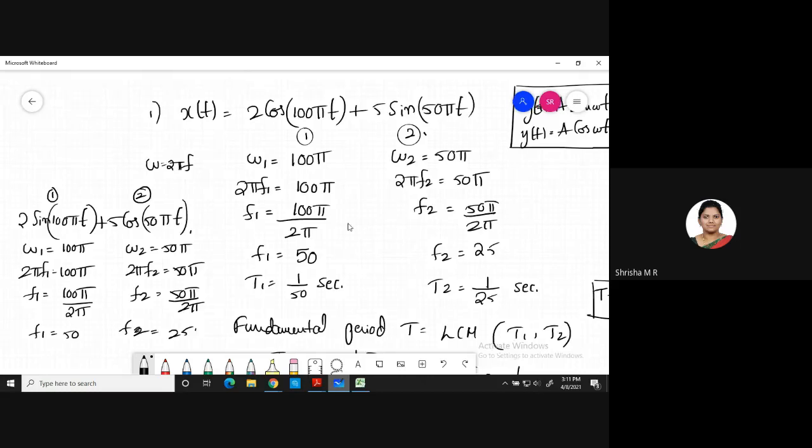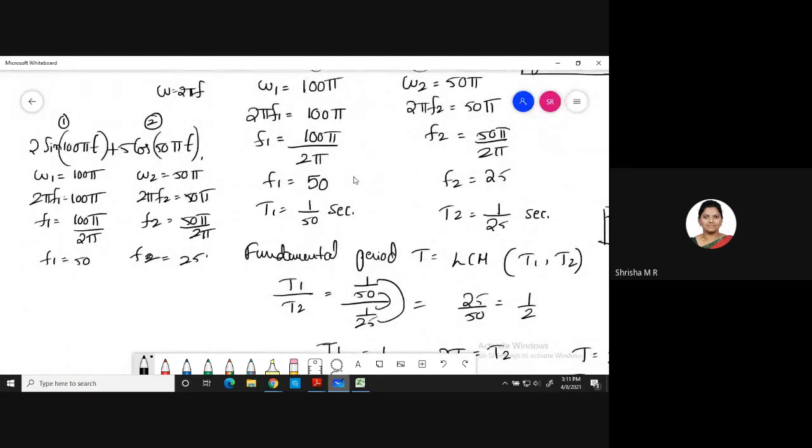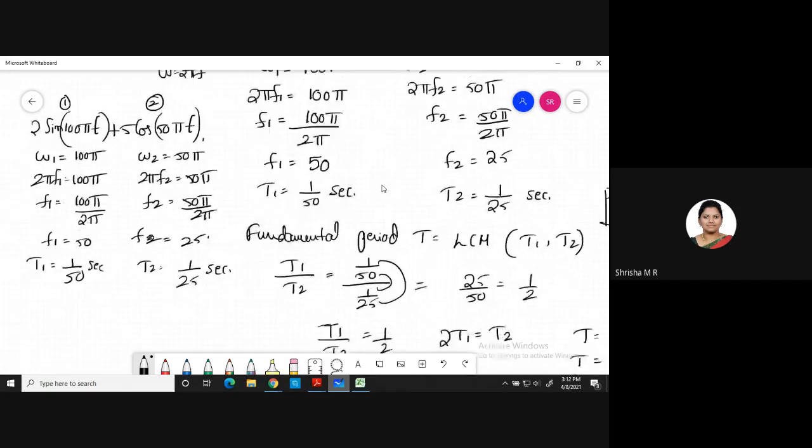So what is the time period? It's 1 by 50 and 1 by 25. Time period 1 is 1 by 50 seconds and time period 2 is 1 by 25 seconds. So what difference did it make? No difference, right? It's periodic. Got it?